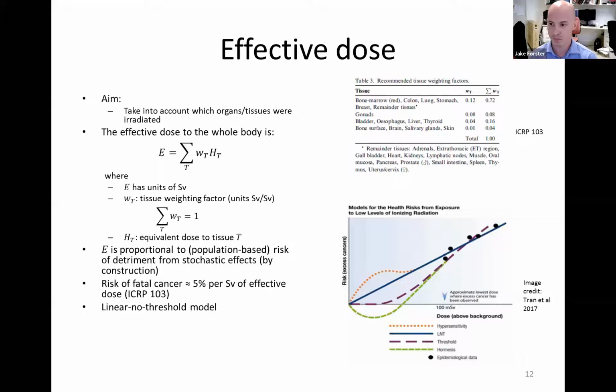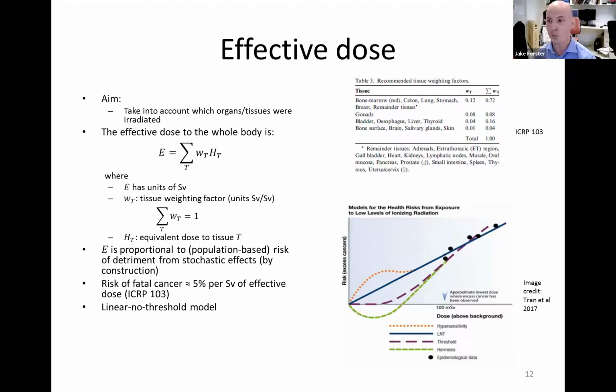So yeah, the effective dose is proportional to a population-based risk of detriment from stochastic effects. Having said that, we can still use the effective dose to predict a risk of fatal cancer. So roughly, it's about 5% risk of fatal cancer per sievert of effective dose.